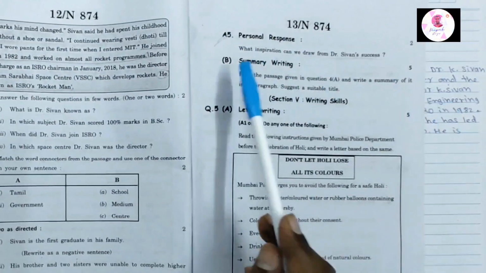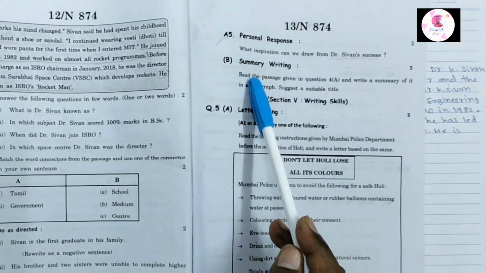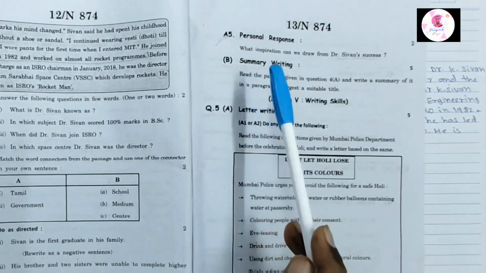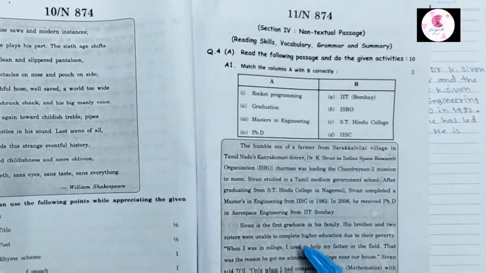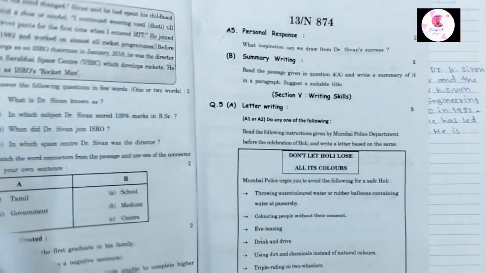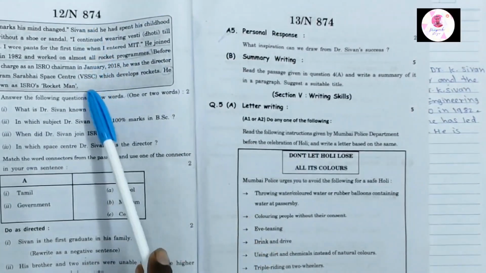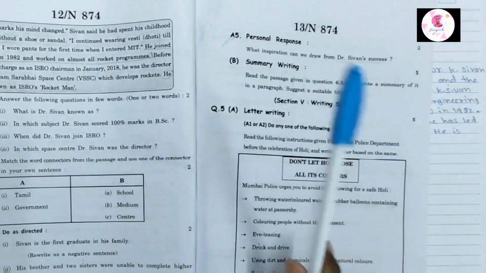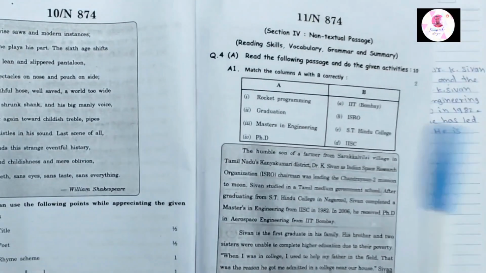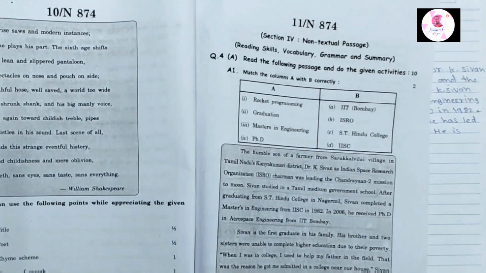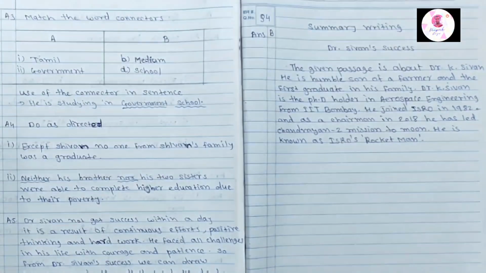Now the next question is B, summary writing. Here we have to write the summary of the passage which is given in question number 4A. This passage we have to reduce into a small paragraph, that is summary. The summary should be one third of the given passage in question number 4A, that is this one. Now let's see the answer.